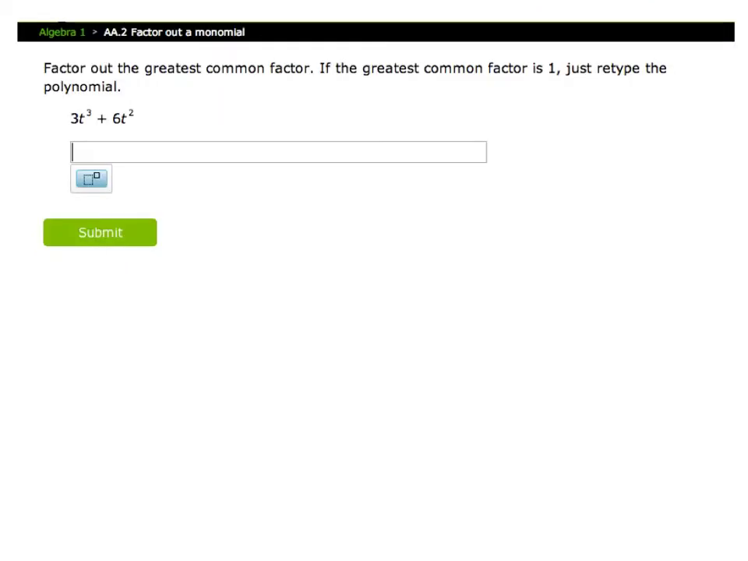Okay, so when you go on IXL, you're going to see something that looks like this. Factor out the greatest common factor. If the greatest common factor is 1, just retype the polynomial. So how we do this is exactly how we did it before. We're going to list our factors. So we have 3t cubed and 6t squared.